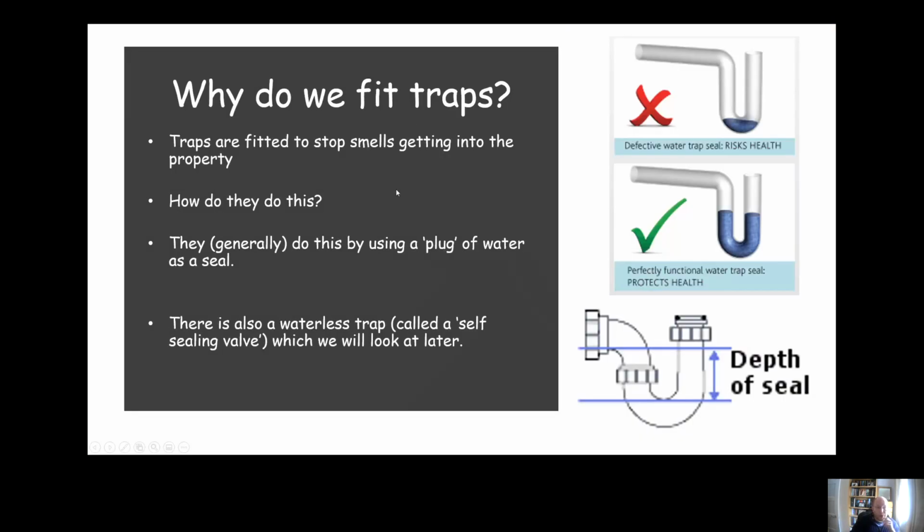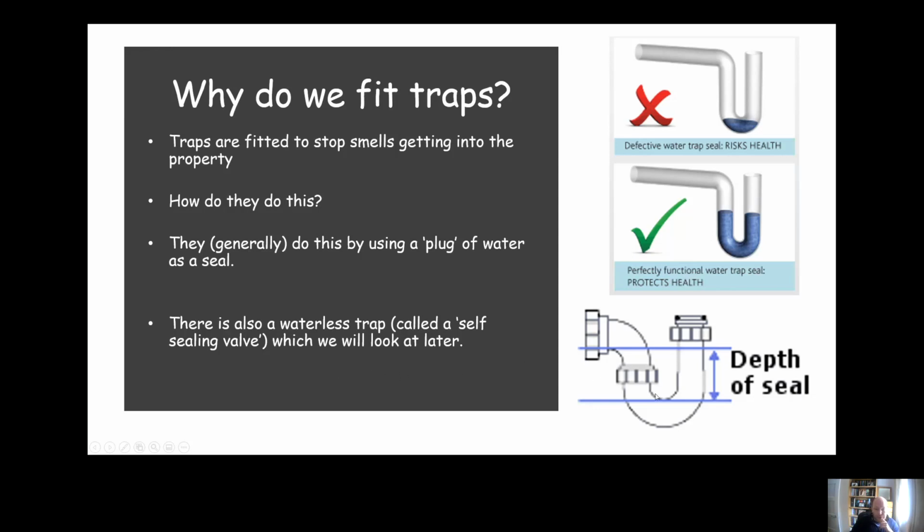So what is the purpose of traps? Why do we fit them? Well, we fit them to stop smells getting out into the property. And they do this by using a plug of water as a seal. There is also a waterless trap, which is known as a self-sealing valve, which we're going to look at a bit later on.